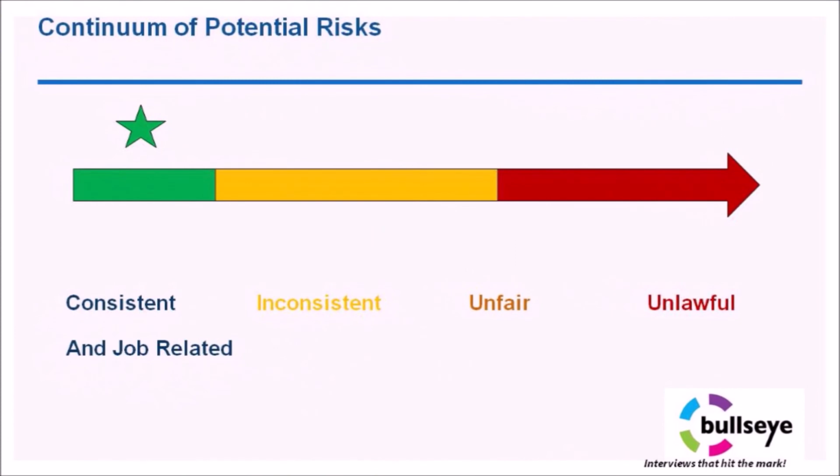This graphic demonstrates that we want to make sure that our questions are consistent and job-related. The minute we're inconsistent about any step along the way of our hiring process, the case could be made that that's unfair and potentially unlawful. And so in order to stay in the green area, we want to make sure that we are fair and consistent in all of our actions and decisions.